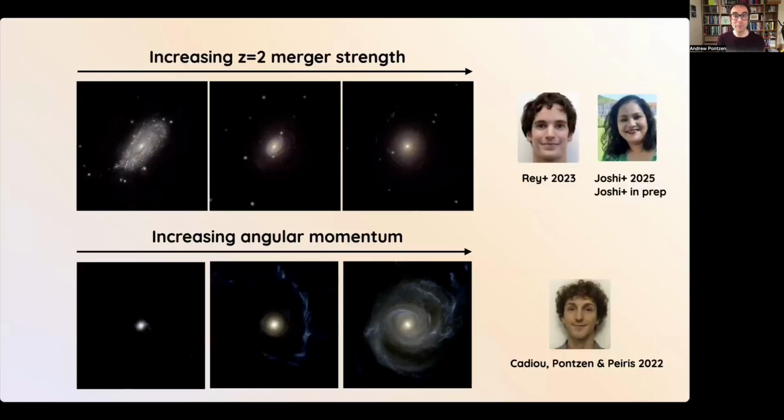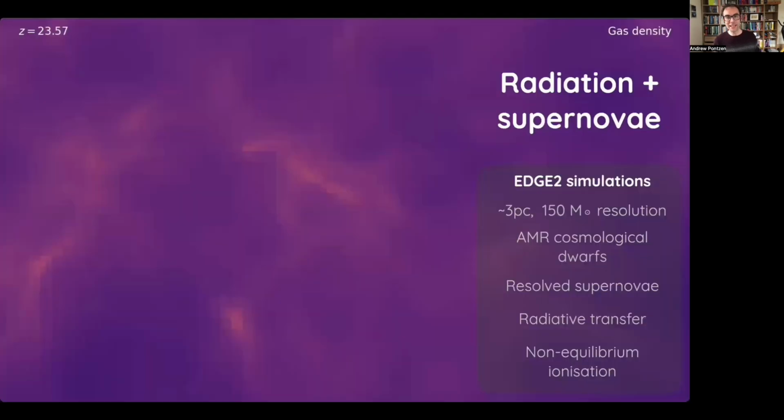Now, in this case, I'm going to be talking about dwarf galaxies, but I just wanted to mention in passing that at higher mass scales, we can do all sorts of interesting experiments here, like changing the merger strength of galaxies and seeing how that affects the morphology and the stellar streams and so on within galaxies, or changing the angular momentum of a galaxy. There are lots of different things that we've been doing within this project, but I'm focusing in here on the dwarf galaxy scale.